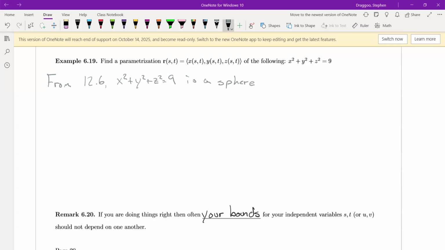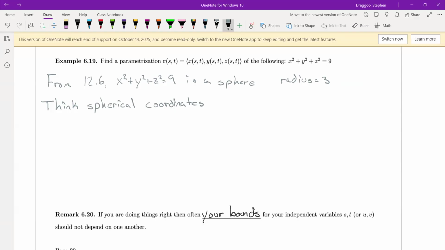So if I've got a sphere, I know its radius is going to be 3. That element's going to be fixed, but I should also be thinking about spherical coordinates. So I believe that spherical coordinates is going to be the easiest way to parameterize a sphere.